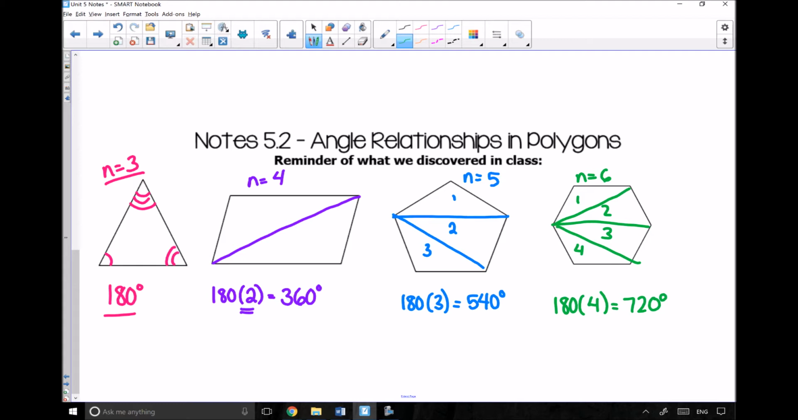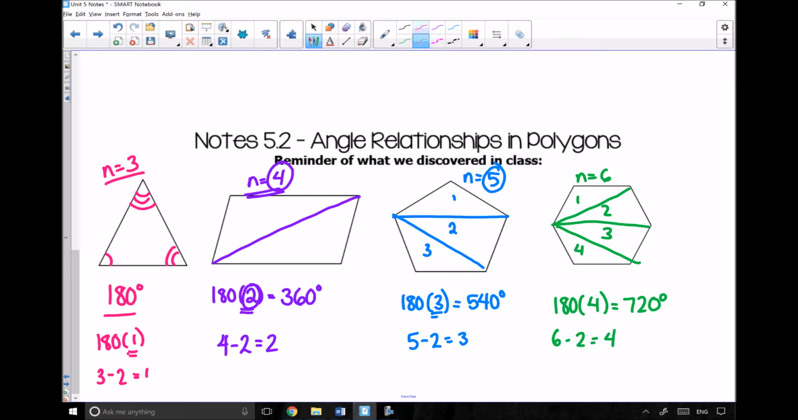And you should have figured that out in your stations, but let's just double check right here. So this one right here, we did 180 times 1. To go from 3 to 1, we subtract 2. Right? And this one right here, our n was 4. To go from 4 sides to 2 triangles, we did 4 minus 2, which is 2. Okay? Here, our n was 5, and we had 3 triangles, so we did 5 minus 2, gives me 3 triangles right here. And then over here, we had 4 triangles when n was 6, so we did 6 minus 2 to give us 4.